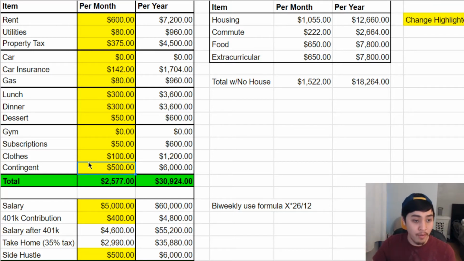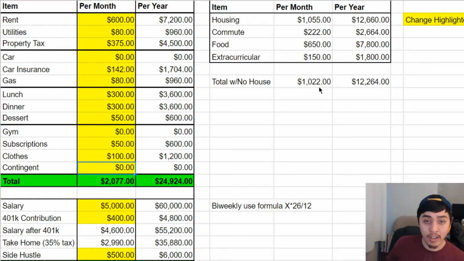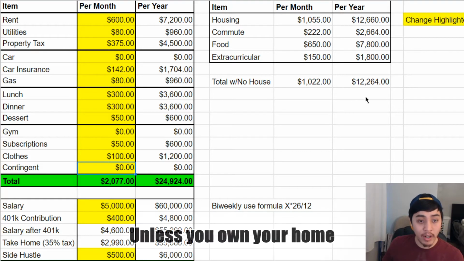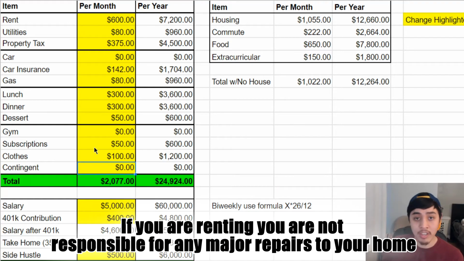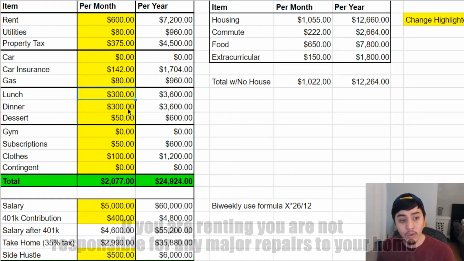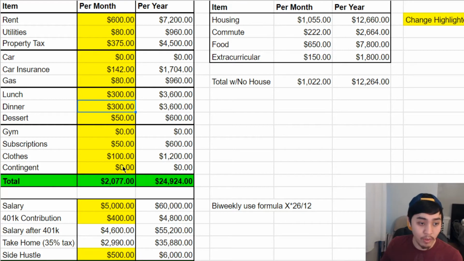So for example, if I make this zero, if you look over here, the total without the house is $1,022. So 10% of that is about $100, 20% is $200. So I just say about 10 to 20% is kind of safe. And you want to calculate it without the house, because contingency things are usually things that aren't to do with the house. It's usually like, oh, you have to eat with your friends every weekend, then you spend $10 to $20 more than what you budgeted. So that's where the contingency comes in.